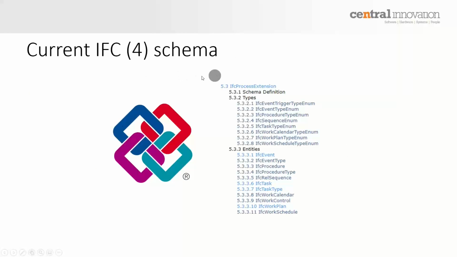When it comes to the actual schema, that's the available data, entities, and properties that the format IFC can hold. What the format IFC can hold that refers to sequencing comes down to essentially these few entities here. Those are everything that falls within the process extension, which is essentially types and entities. As I understand, these entities are new to IFC 4.